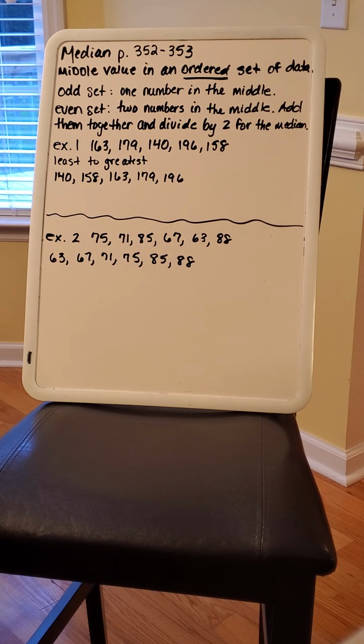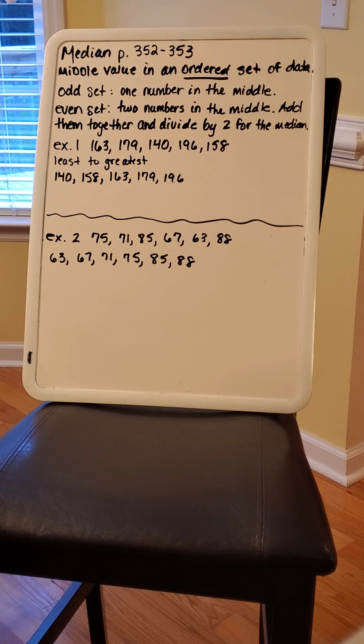Median. All right, this is chapter 12, lesson 5. Median is the middle value in an ordered set of data. Okay, so the key word here is ordered. So it's going to be the middle value in an ordered set of data. We're on page 352, 353.